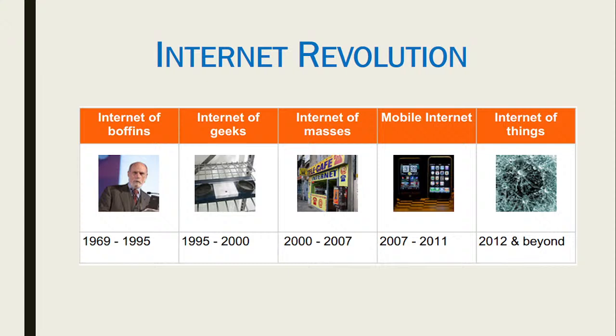Same as today's network, the internet is built on TCP/IP. The ARPANET used the same TCP/IP suite, but it didn't have the kind of application layer that we have right now, which is very wide today. There are so many different protocols, so we can do many different operations. At that time it was very limited because it was only meant for this one purpose. And so 1969 to 1995, we can call the Internet of Boffins.